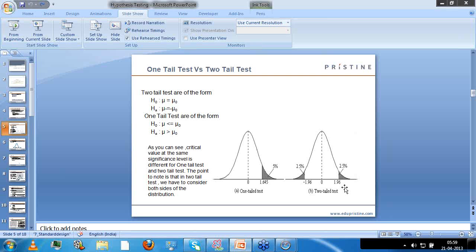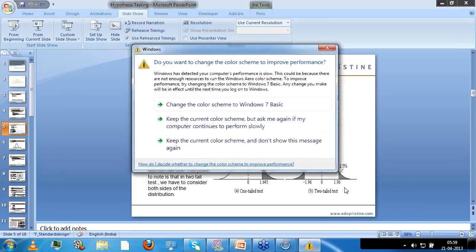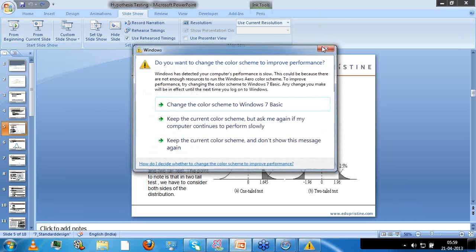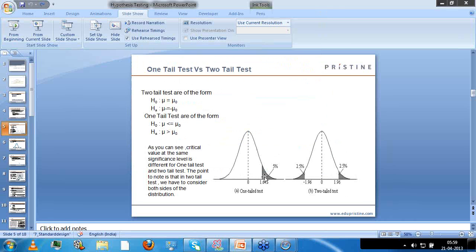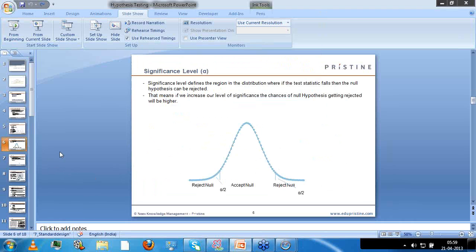So obviously the absolute value in a two-tailed test is greater than the absolute value in a one-tailed test. Now moving forward, we'll try to understand what significance level actually signifies.